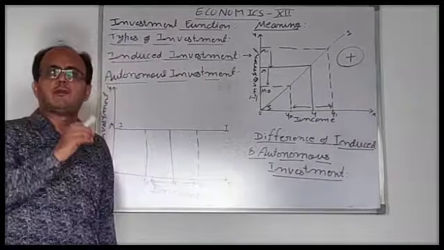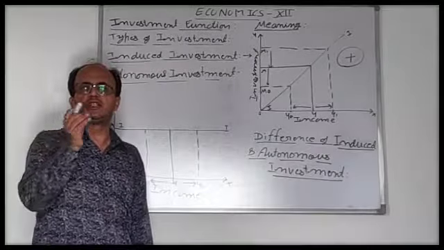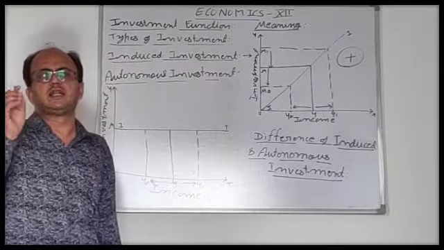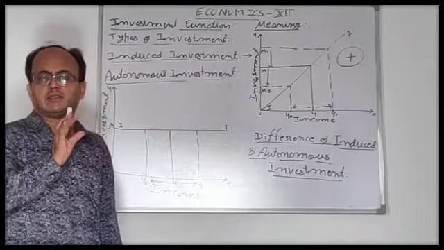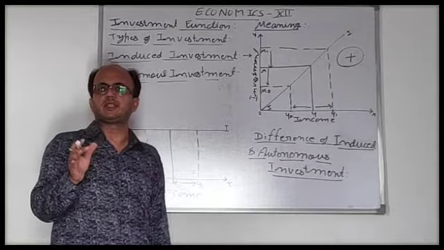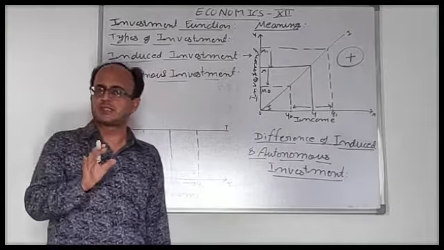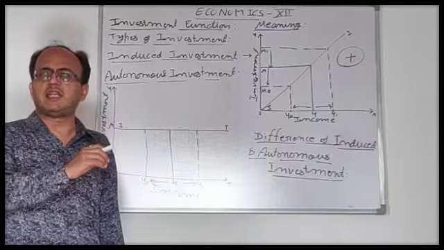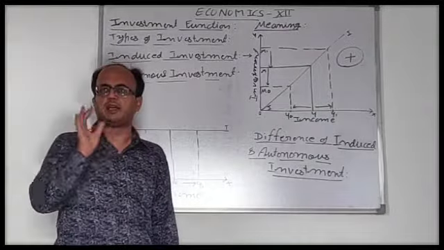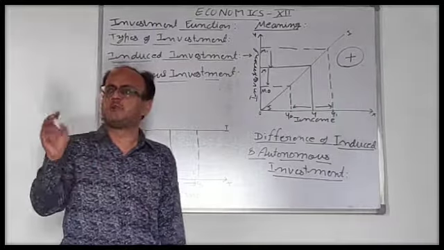If you have to find the MPC, marginal propensity to consume, how do you find it? Delta C upon delta Y, or the second formula to find the MPC is 1 minus MPS. If you have to find the MPS, it is delta S upon delta Y, or 1 minus MPC.